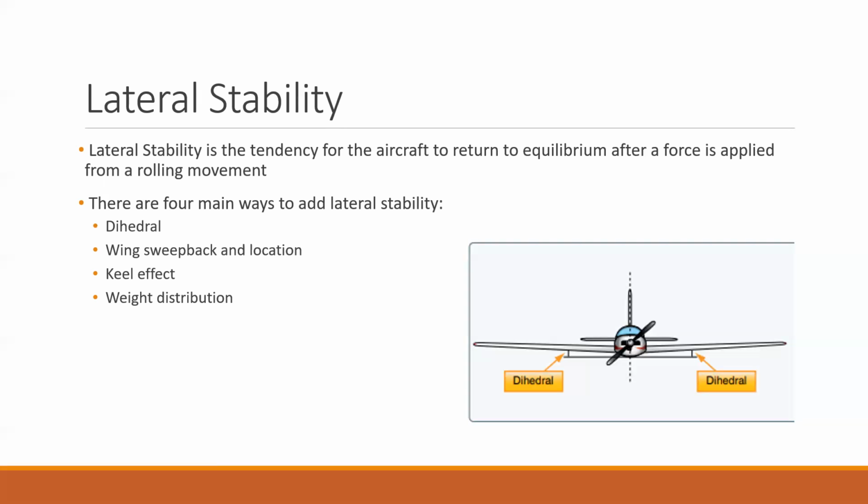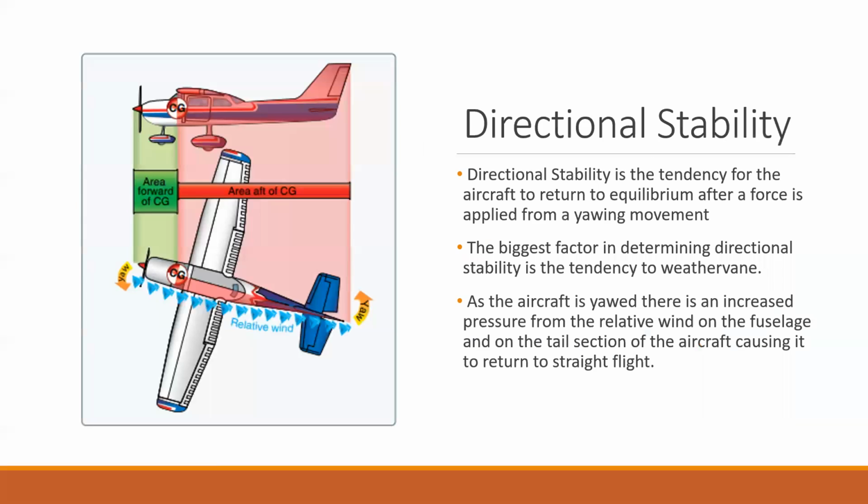And then finally, weight distribution. Just making sure that there is either even weight distribution, or if there needs to be more weight on one side of the aircraft than the other, then having that ability is helpful in determining how much lateral stability you have. For instance, if you had a full tank of gas on the right side and no gas on the left side, the aircraft is going to feel like it wants to roll to the right a lot more than it's going to want to roll to the left. And so that will play a role in how stable your aircraft is.